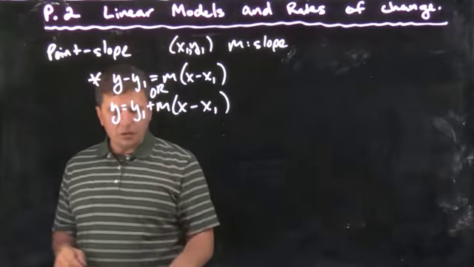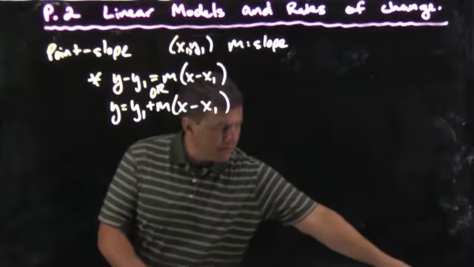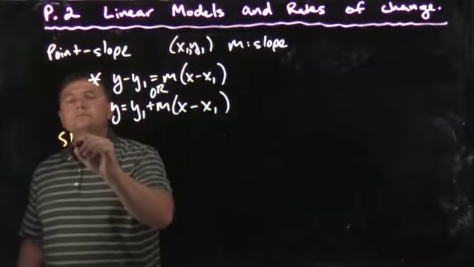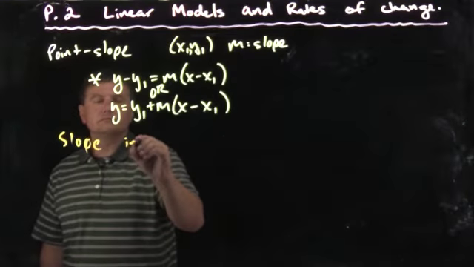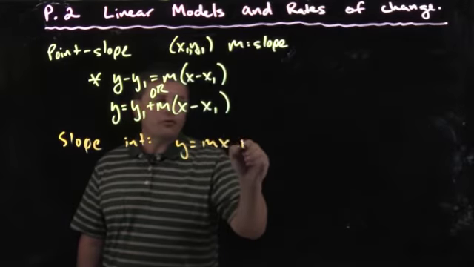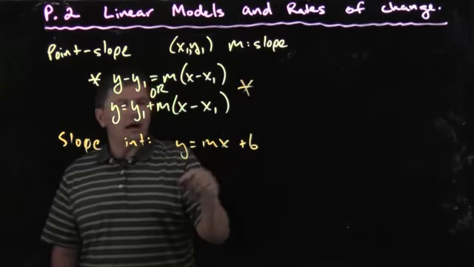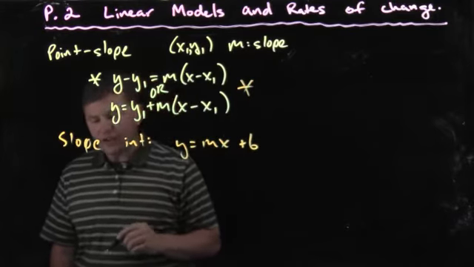So we have the point slope, slope intercept, which is probably the form you've worked with the most. This is actually the form we like the best in this class. M is the slope, B is the y-intercept.